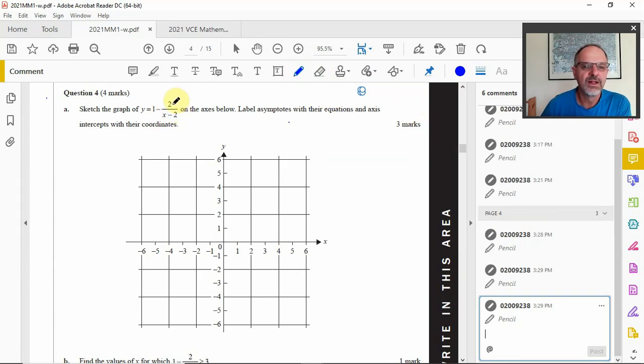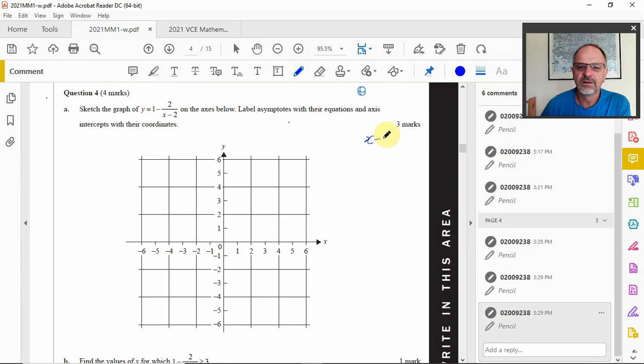All right, so something over x take 2, well, what we know is here, this bottom, x take 2 can't be equal to 0, because if it is, you're dividing by 0, which is undefined. So if x take 2 can't equal 0, that means that x can't equal 2, which means that we should have a vertical asymptote at x equals 2.